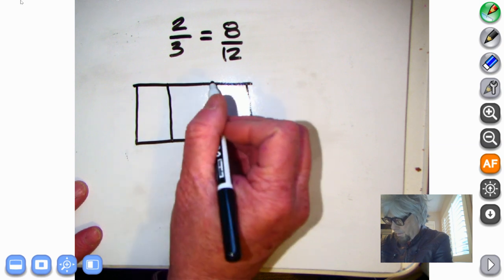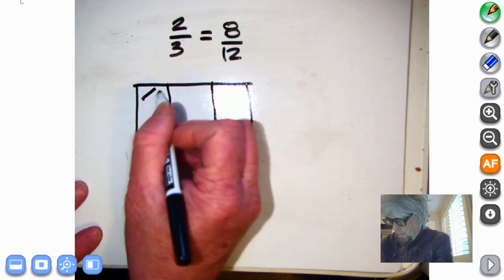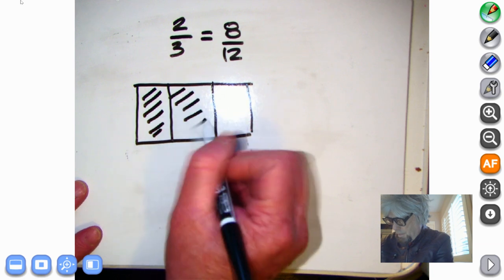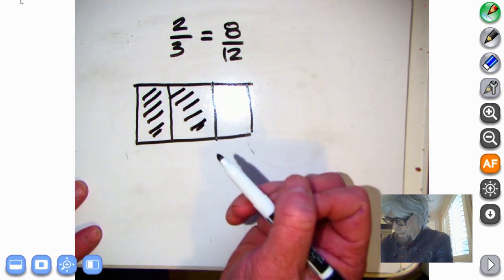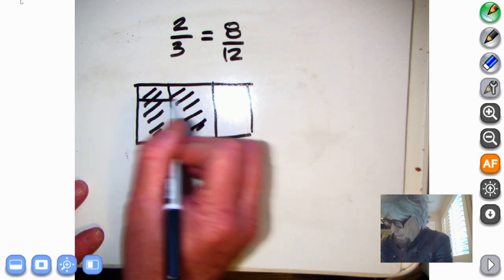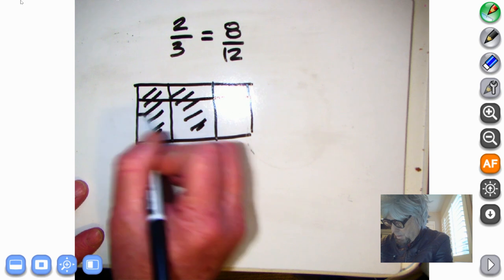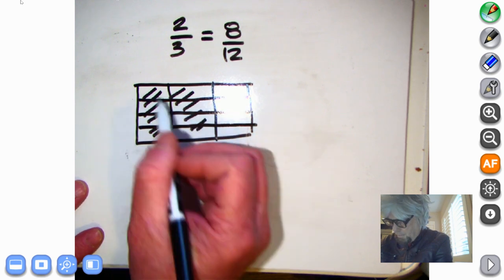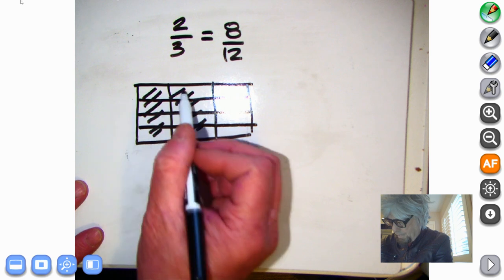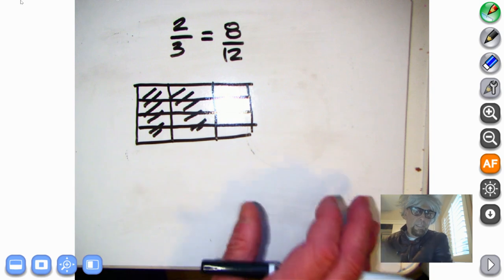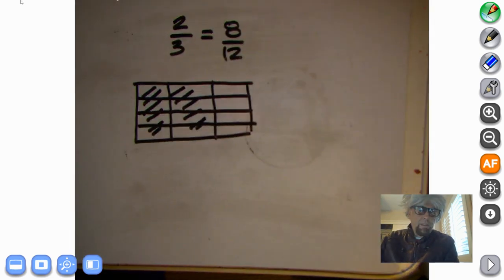I'm making some 2/3 now. We just do quick. 1/3, 2/3. And then what we did is we cut them in 1, 2, 3, and 4. And we see they become 8 out of 12. So that's what we can see. Maybe I'll turn this off, a little less glare.